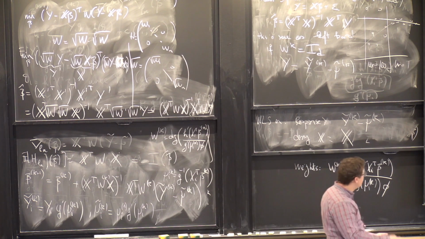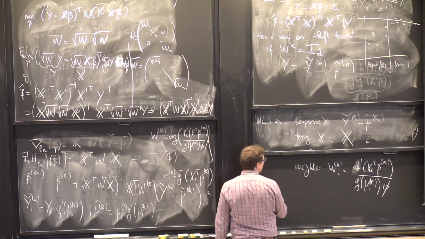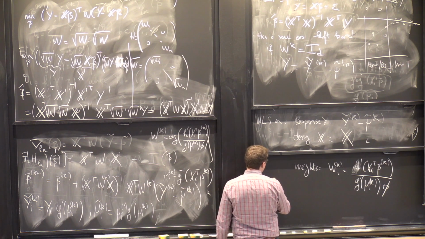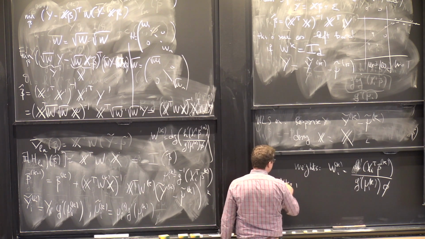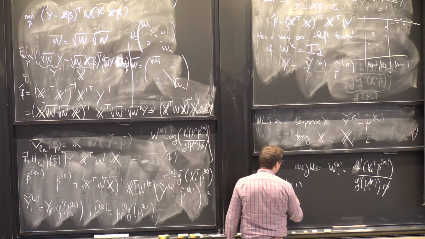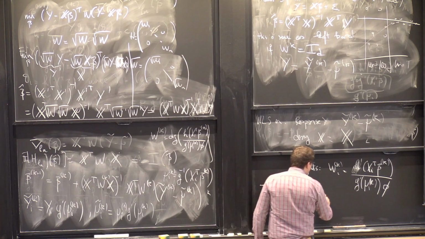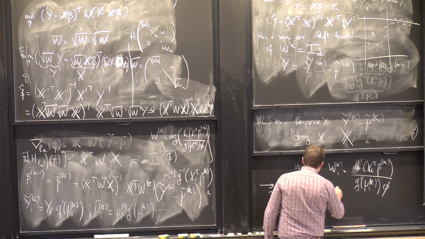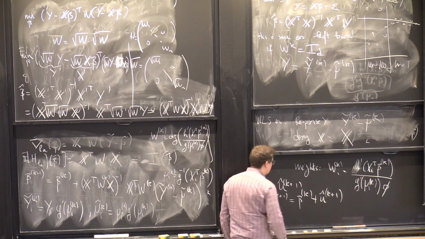Okay, and so this, if I solve it, will spit out something that I will call a solution. I will call it u hat k plus 1. And to get beta hat k plus 1, all I need to do is to do beta k plus u hat k plus 1. Sorry, beta, yeah. Okay?